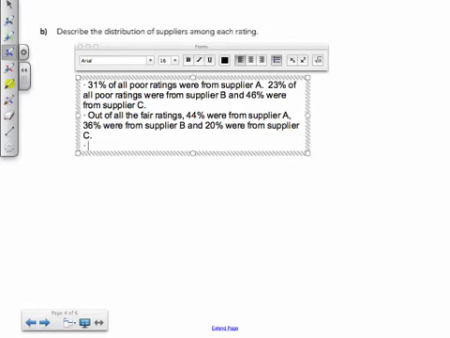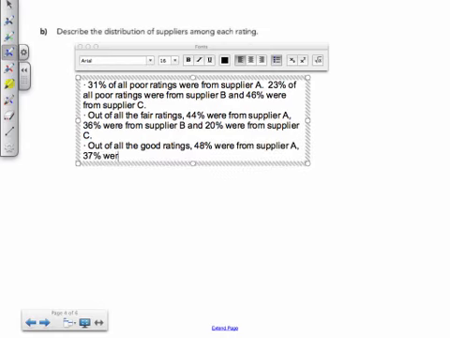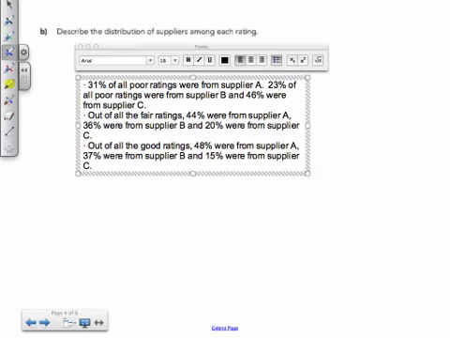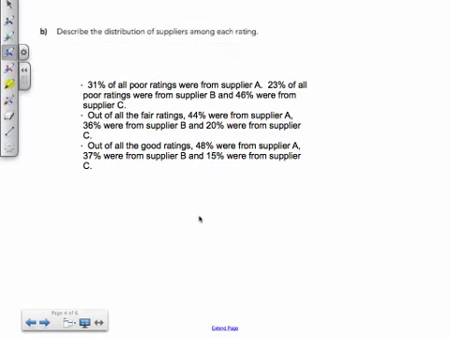What I want you to do right now is, after you get these first two bullets down, I want you to ask yourself, what would my third bullet say? Okay, go ahead and see if you can figure that out. All right, you should say, out of all the good ratings, 48% were from supplier A, 37% were from supplier B, and 15% were from supplier C. Okay? Hopefully this will help you to better understand what these percentages mean.